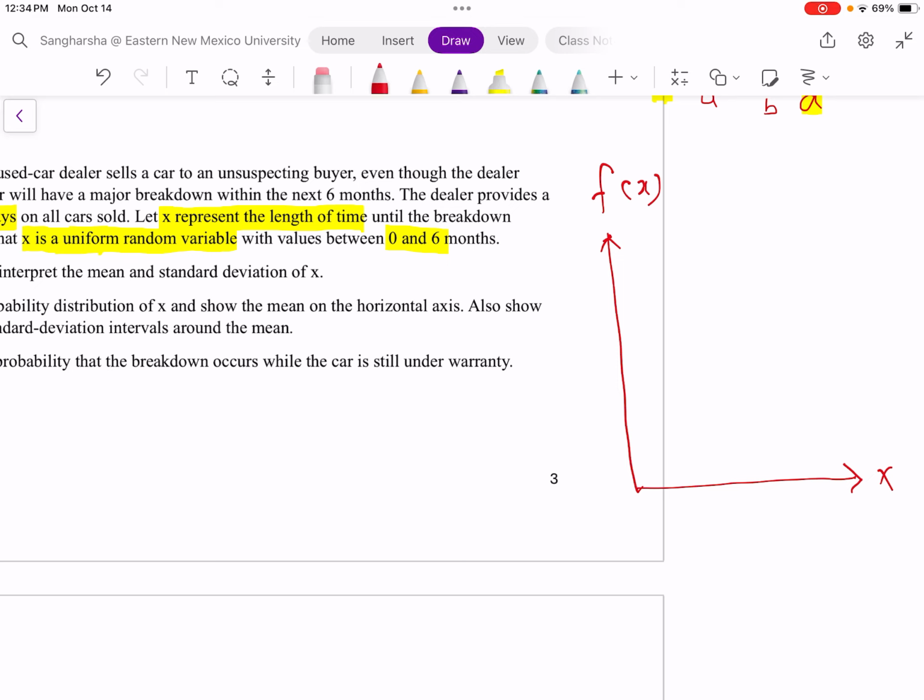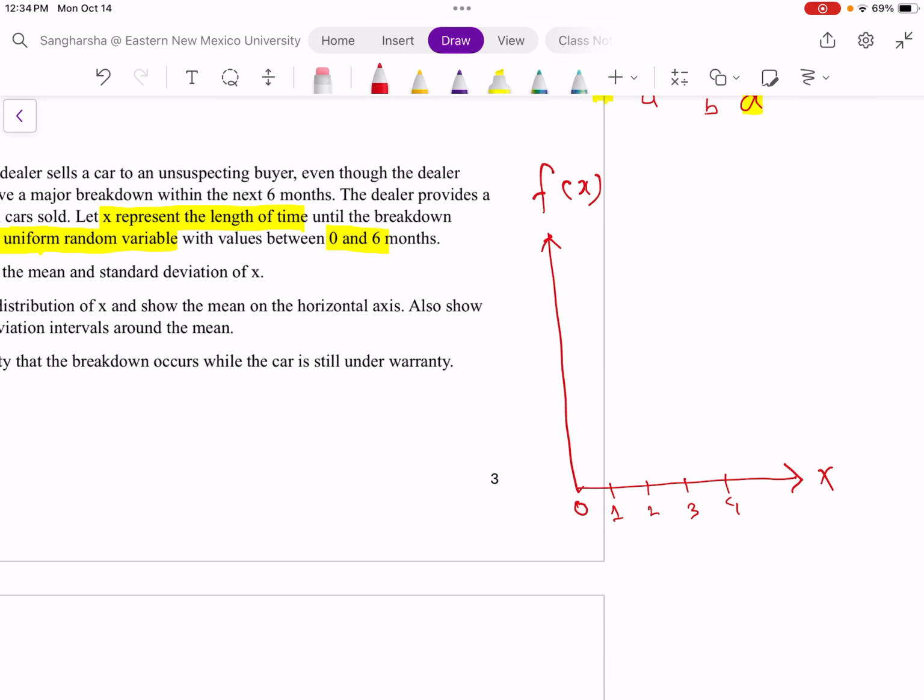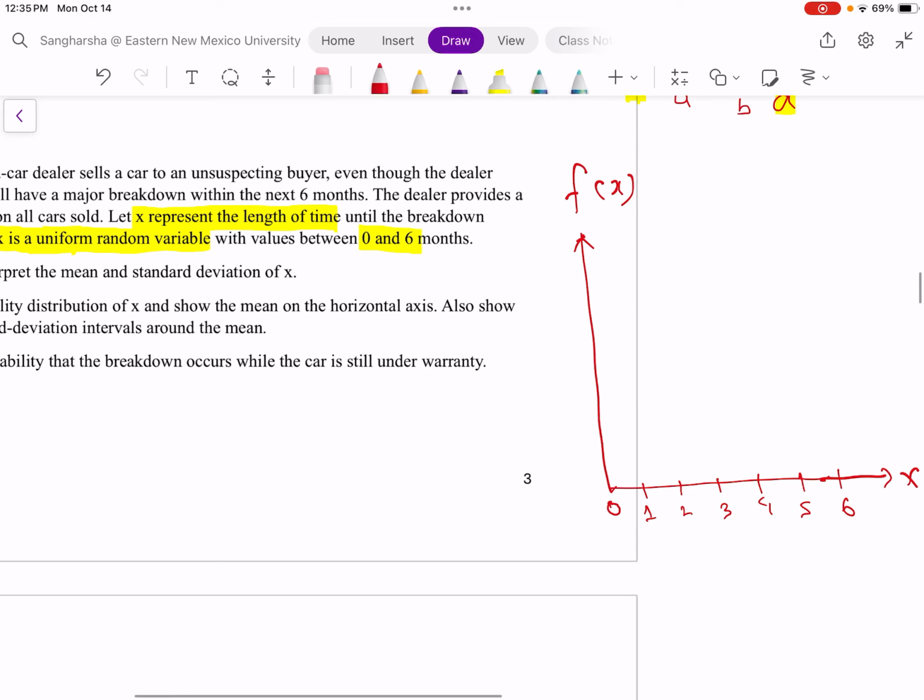So your x takes a number from 0 to 6. So we have 0 here, then 1, 2, 3, 4, 5, 6. Now what we know is it's going to be uniform, but we don't know where to draw the horizontal line. We need to find that. Since your x has values from 0 to 6, what is this 0 and what is this 6? We need to know what is a, b, c, d here.